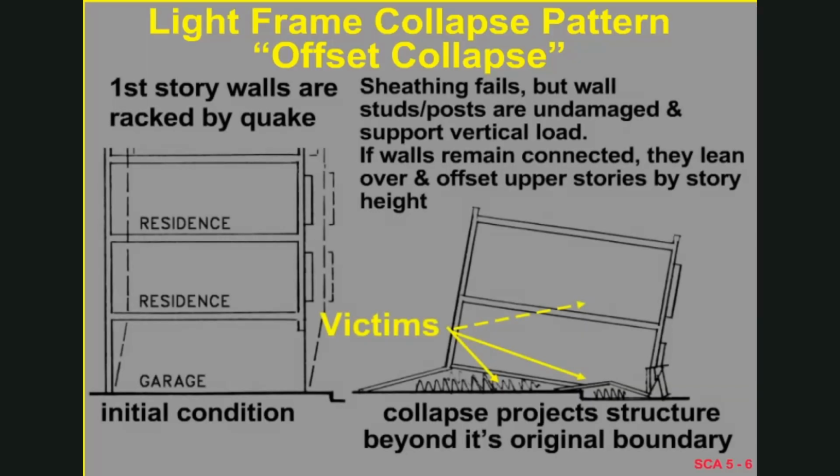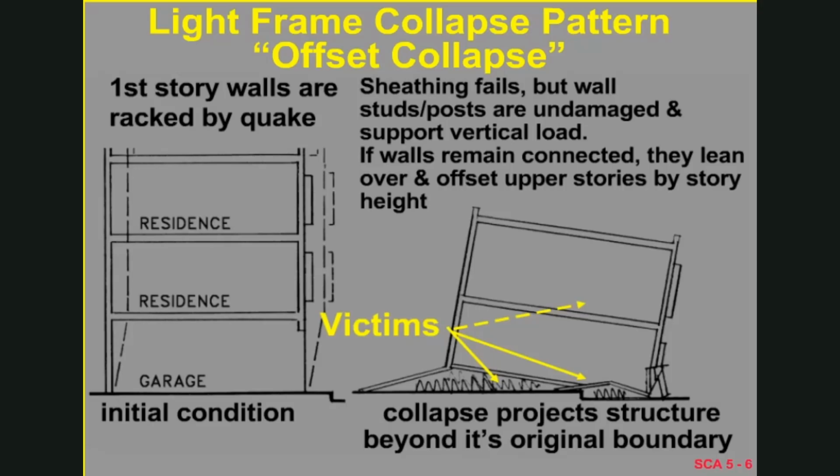So looking at the light frame collapse pattern, the reason that a light frame building collapses the way it does is because of the way it's built. It's unique in its construction type. That is, the walls are made of skin and bones, the skin being the sheathing and the bones being the studs and the columns.